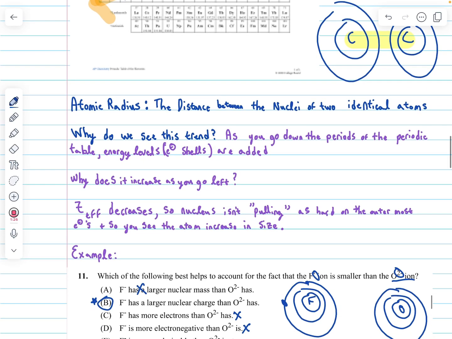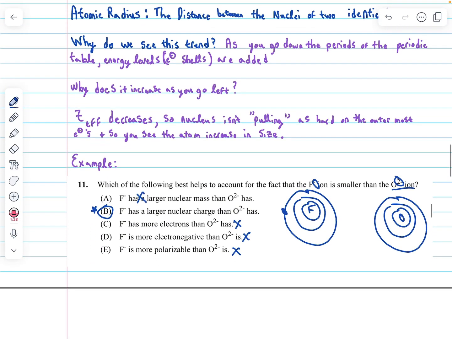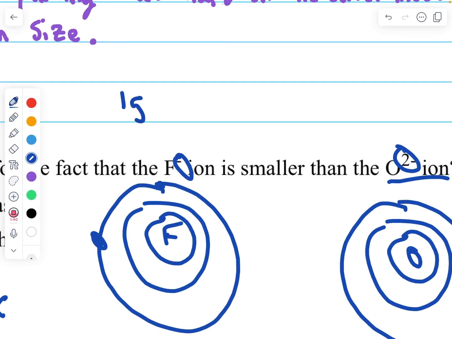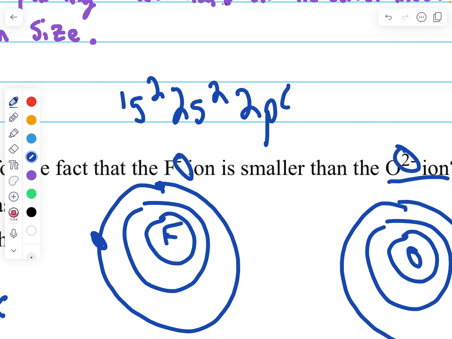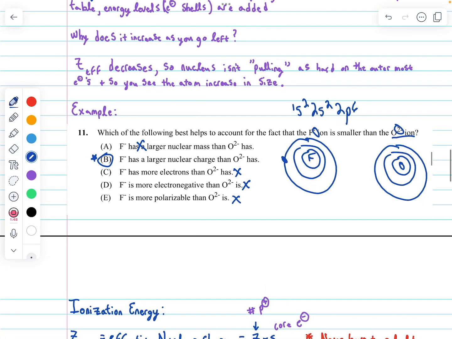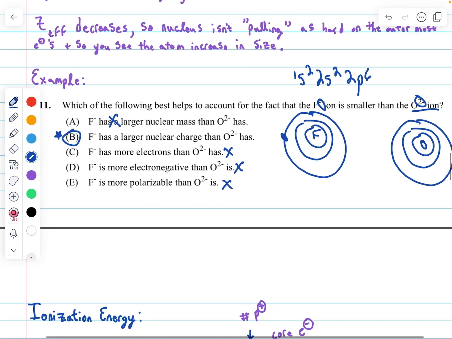And so let's look at a little example. Which of the following best helps to account for the fact that the fluoride ion is smaller than the O2 negative ion? These are going to have essentially the same electron configuration. It'll be 1s2, 2s2, 2p6, right? And we're going to have a full valence shell. So it's not going to be anything with electron density or anything like that because we have the same amount of electrons. So let's look at answer C.